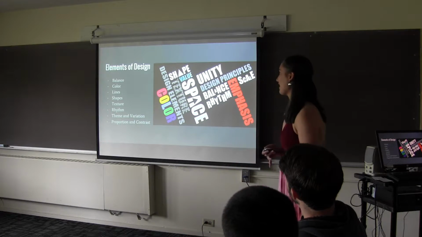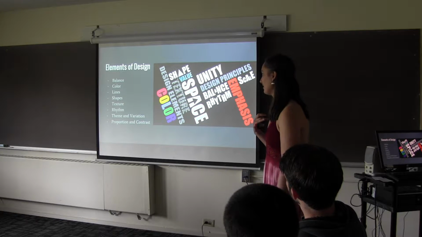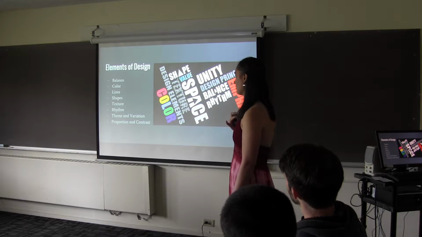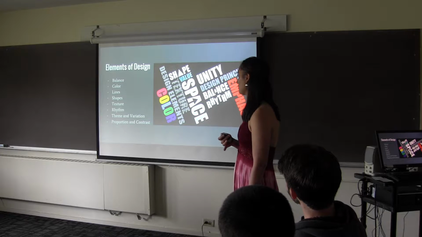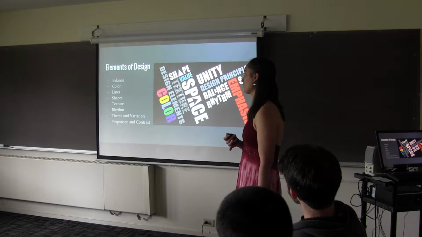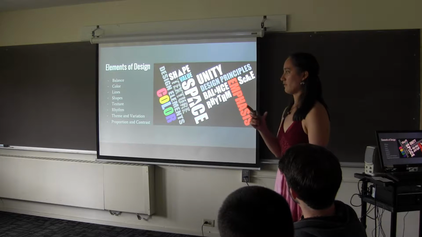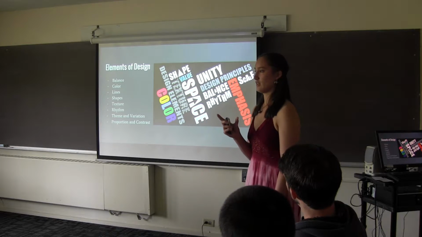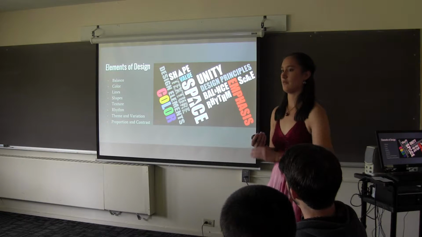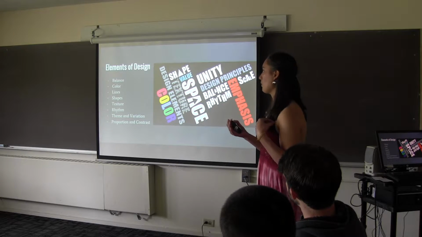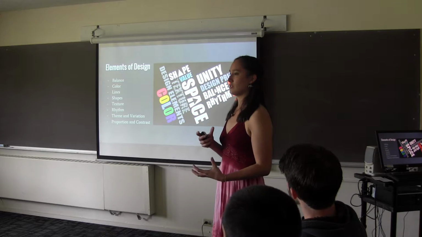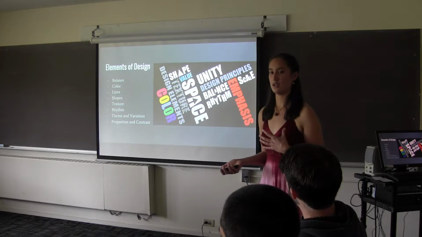So the elements of design are balance, color, lines, shape, texture, rhythm, theme and variation, proportion, and contrast. And these are all elements of design, and they are vocabulary items, but when you look at them from this culture and you look at them from other cultures, suddenly where things are placed on the page and how close they are together is going to change.